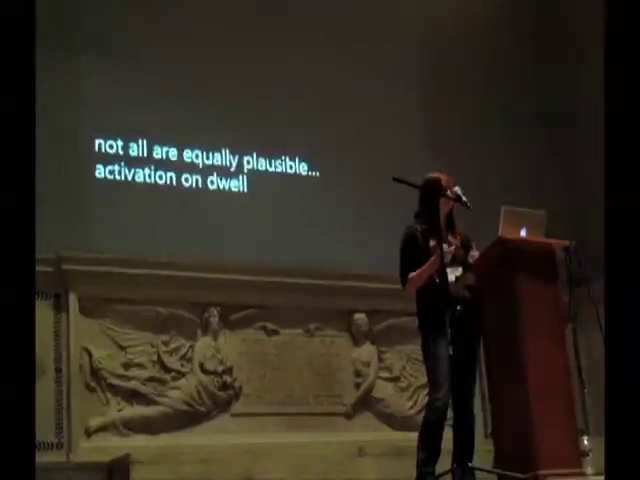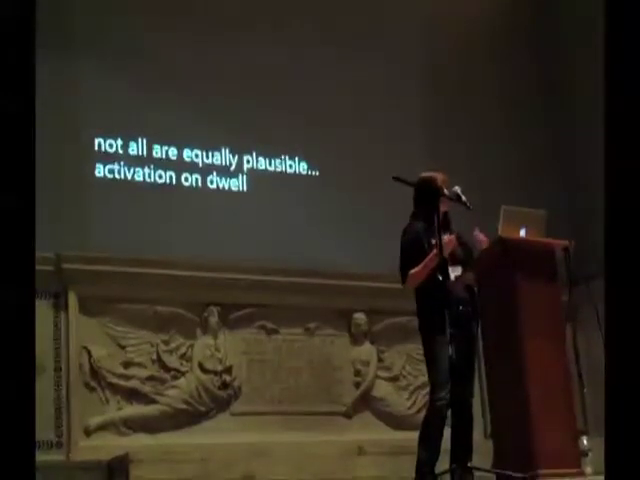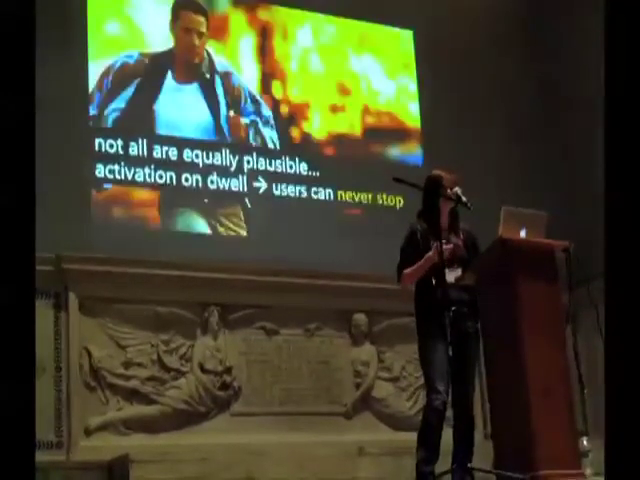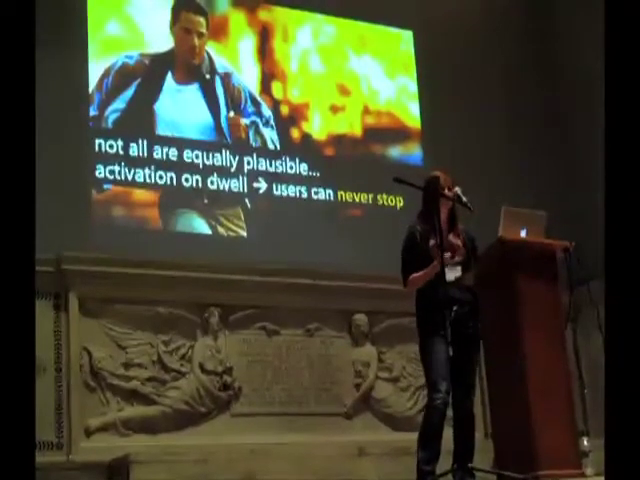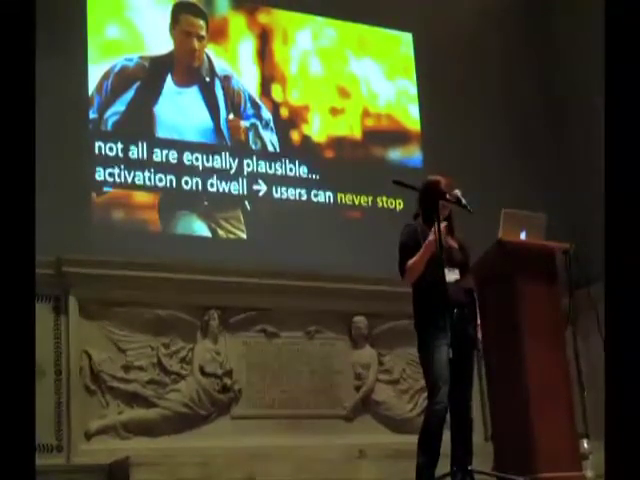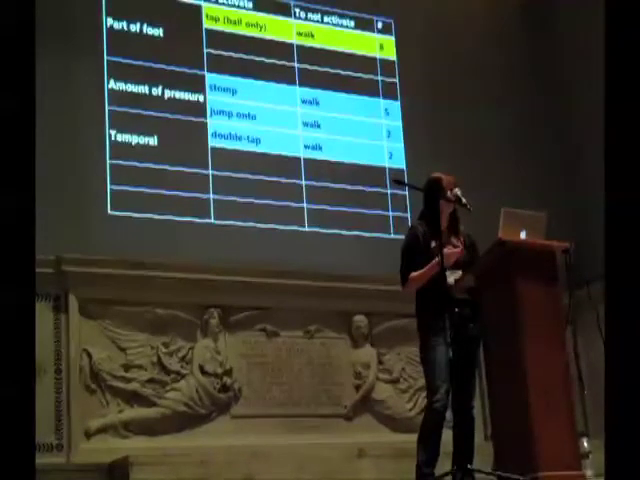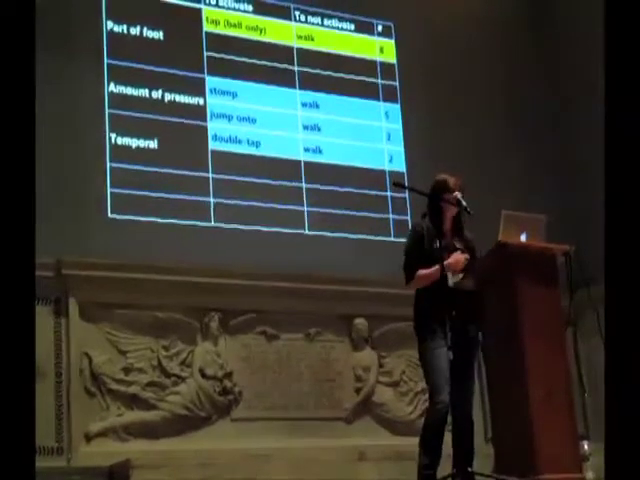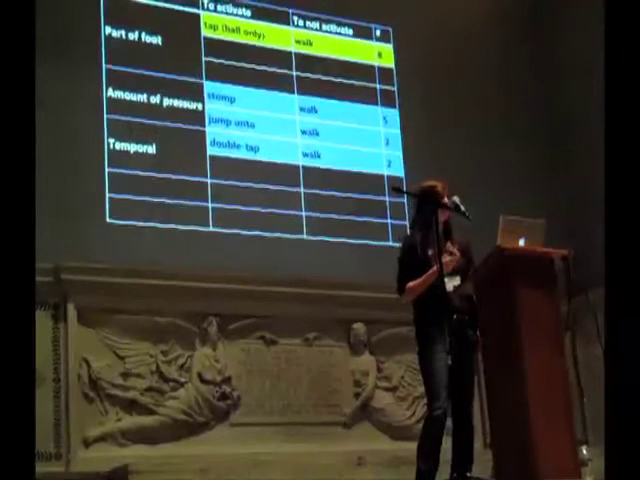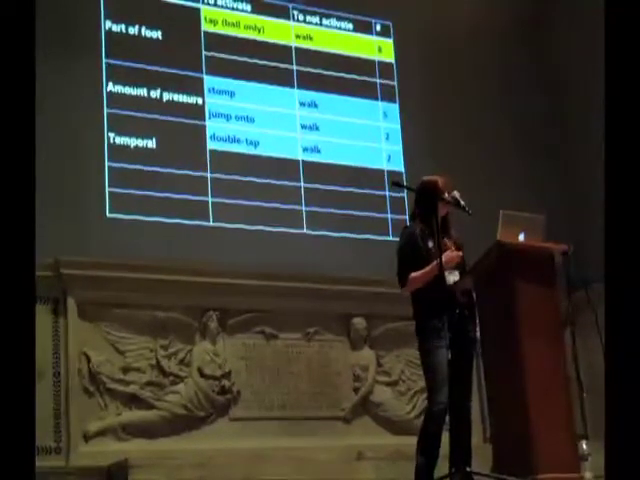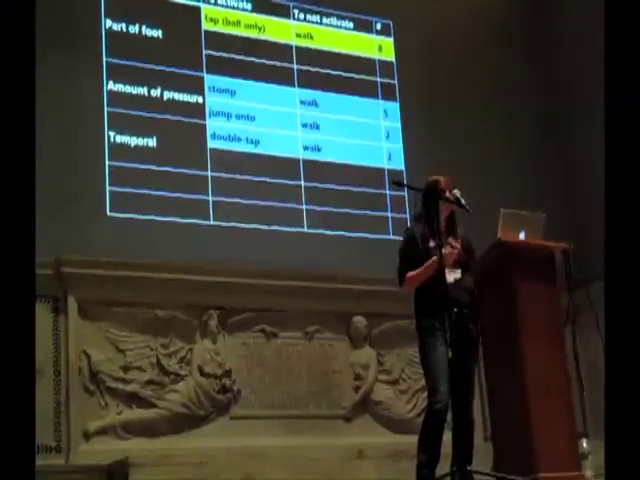So not all of these ideas are equally plausible, because, for example, dwelling means that you can never stop if you don't want to activate something. The most popular answer was actually to tap on the button you want to activate. And that's what we tried out.